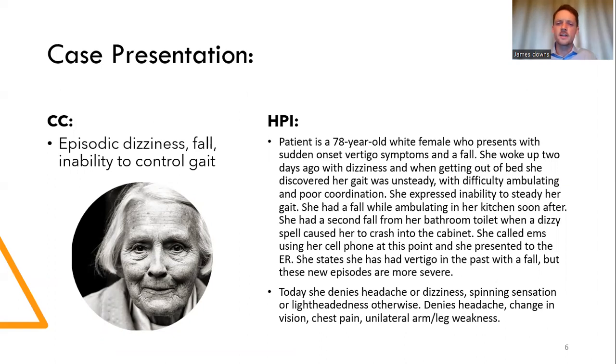She had a fall while ambulating in her kitchen soon after. She had a second fall from her bathroom toilet when a dizzy spell caused her to crash into the cabinet. She called EMS using her cell phone at this point, and she presented to the ER. She stated she had vertigo in the past with a fall, but these new episodes were more severe. Today, in the hospital, she denies headache or dizziness, spinning sensation or lightheadedness. She denied headache, change of vision, chest pain, unilateral arm or leg weakness since the episodes.